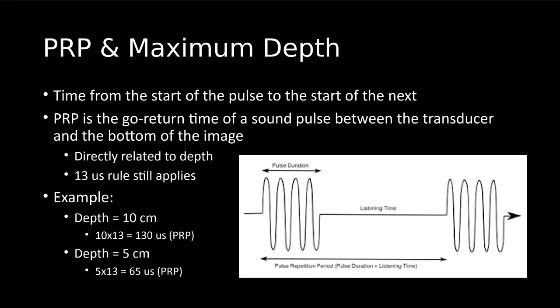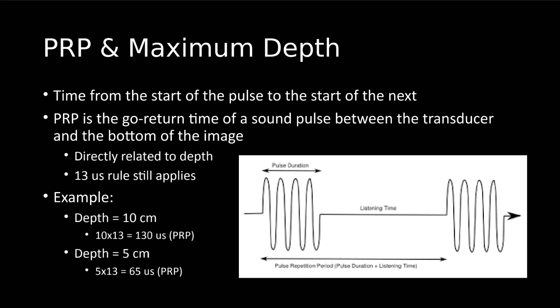So wherever we have our depth set is going to be our maximum when we're talking about our PRP. So this is going to be directly related to our depth. So as our depth increases, right, we're looking deeper and deeper into the body, our PRP is going to increase, right? So usually our pulse duration is going to stay the same, but now we're going to have more listening time the deeper into the body that we're looking. So that is going to make our PRP increase. So an increase in depth also means an increase in go return time, therefore an increase in our PRP.